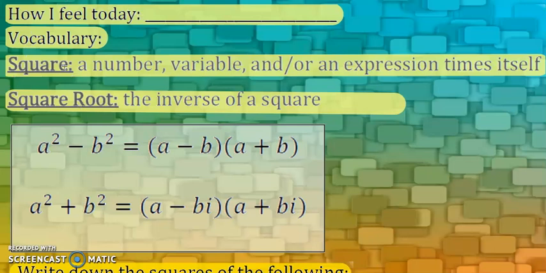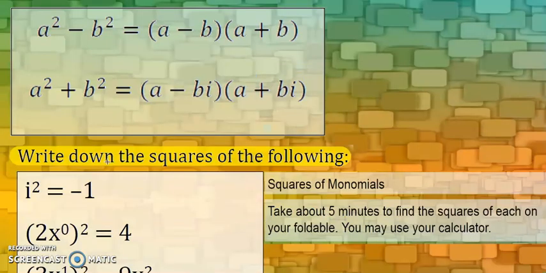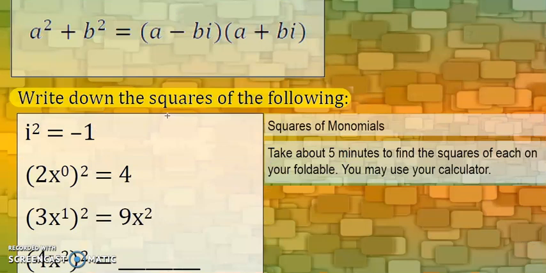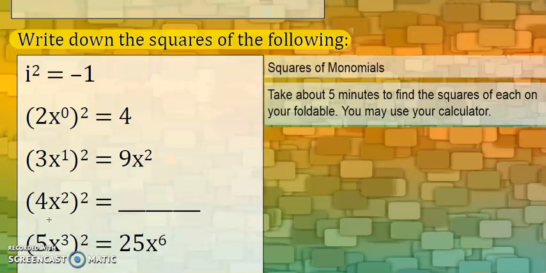And two words to note on your vocabulary are square and square root. Here are your formulas. Write down the following squares. 1 squared is 1. 2x to the 0th power squared is 4. 3x to the 2nd power is 9x squared, and so on.